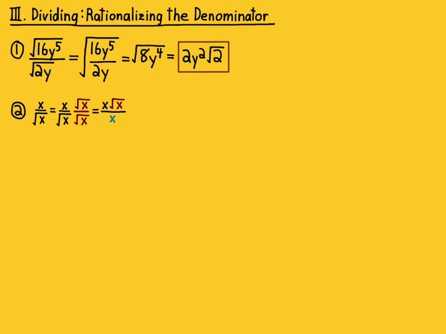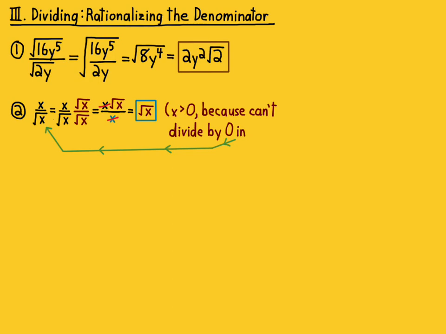So x is a positive number. And then notice the x's cancel, and you just get the square root of x. So x is greater than 0, not just because you can't divide by 0, but because of the square root. The square root of x means that x is greater than or equal to 0, but since it's in the denominator here, it can't be 0 either. So it's positive.